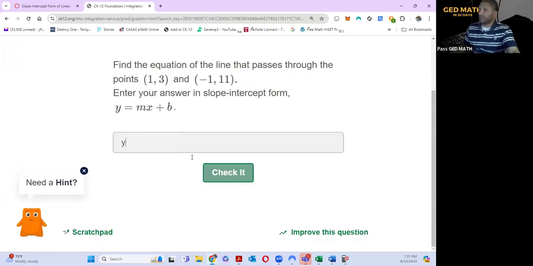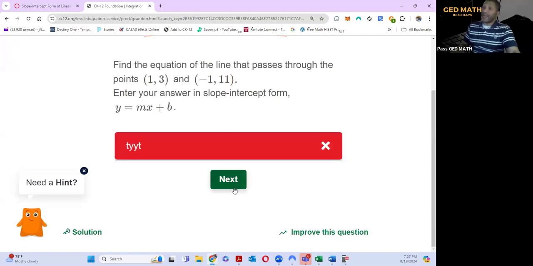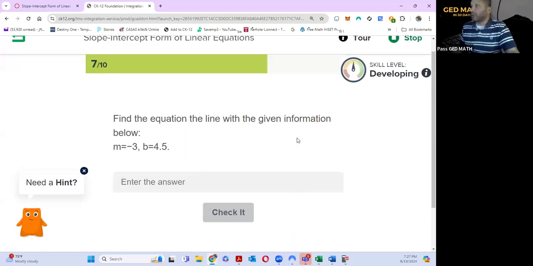Proficient still. We want developing. So this is what I'm trying to explain to you, that as you get problems right, it's going to get harder. Okay, develop.